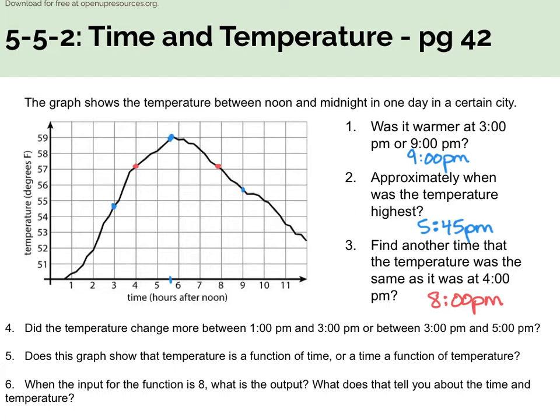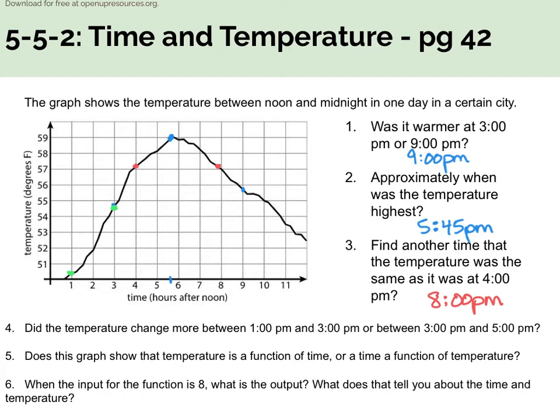All right, number 4, did the temperature change more between 1 and 3 or between 3 and 5? So between 1 and 3, let's change our color again. So 1, it starts here. 3 goes up here. So it starts at about 50.5 and goes up to about 54.5. So we're going to see that's a change of about 4.